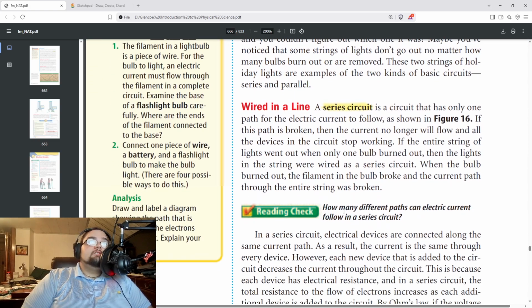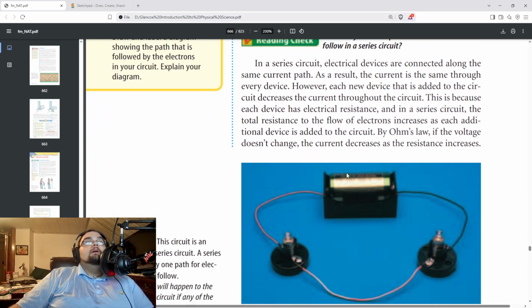In a series circuit, the circuit has only one path for the electric current to follow. If this path is broken, then the current will no longer flow and all the devices in the circuit will stop working. If the entire string of lights went out when one bulb is removed, then the lights in the string are wired as a series circuit. When the bulb burnt out, the filament of the bulb broke and the current path for the entire string was broken.